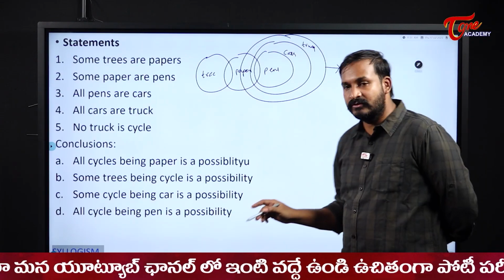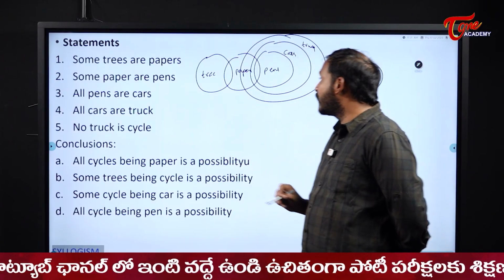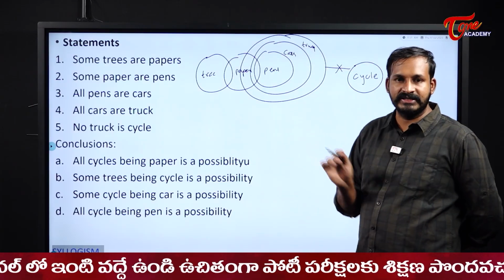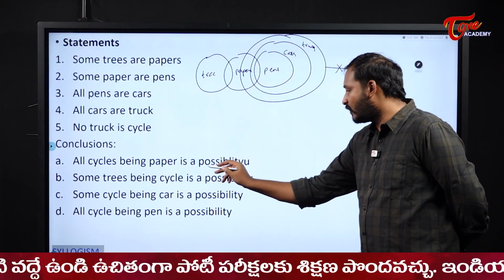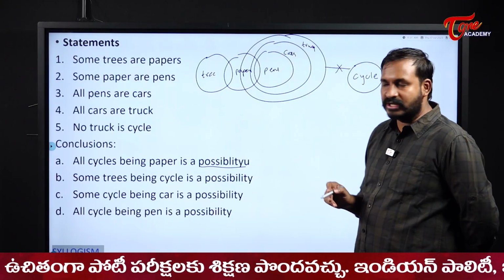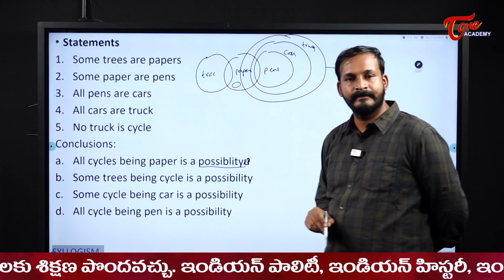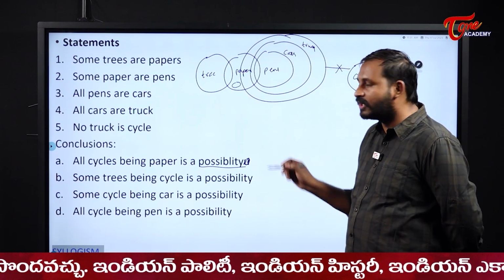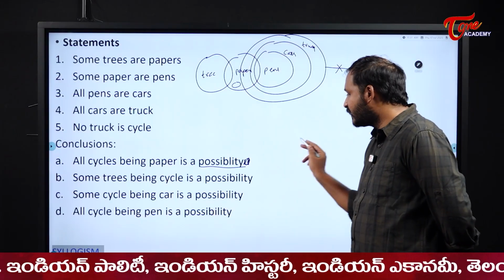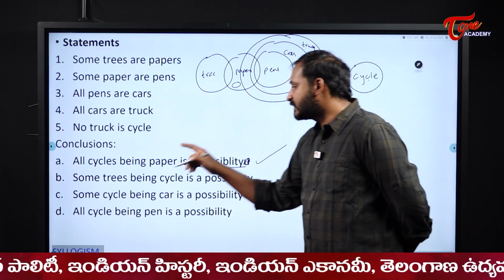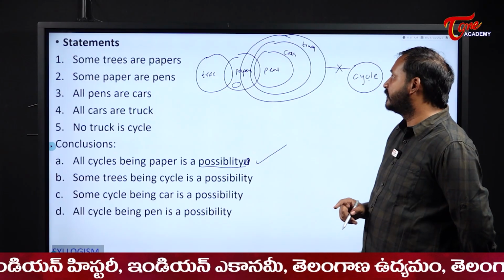Now see my first conclusion. All cycles being paper is a possibility. According to the basic diagram, that is false. But this is a possibility condition, right? So what I will do, I will draw the cycles inside paper. Is it possible? Yes sir, it is possible. Then that becomes true.